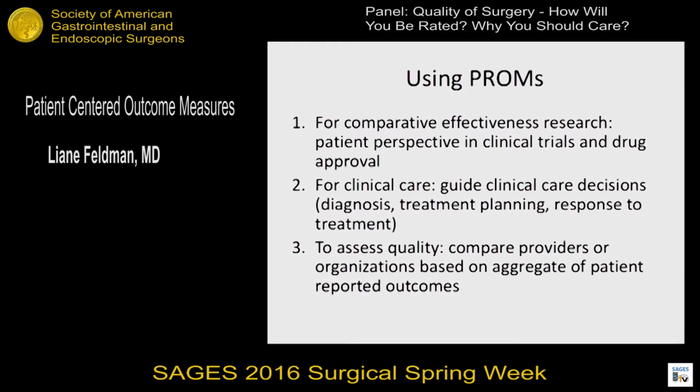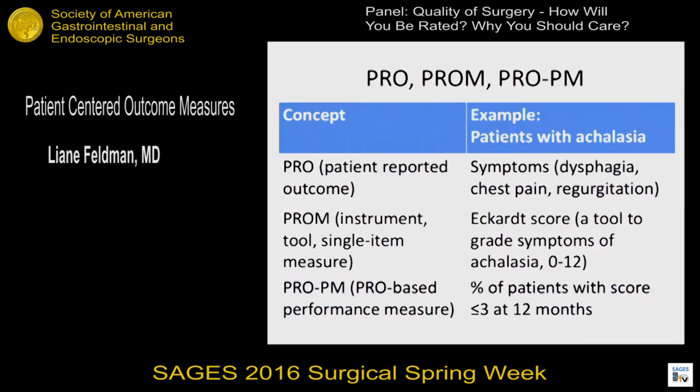So the idea of using PROMs to assess quality is to compare providers or organizations based on aggregate of patient-reported outcomes. So what does that look like basically? So if we have our PRO, that's about symptoms for patients. So if you take an example of a patient with achalasia, that would be symptoms that we see in patients with achalasia: dysphagia, chest pain, regurgitation. The PROM is the instrument that we would use to measure these patient-reported outcomes.